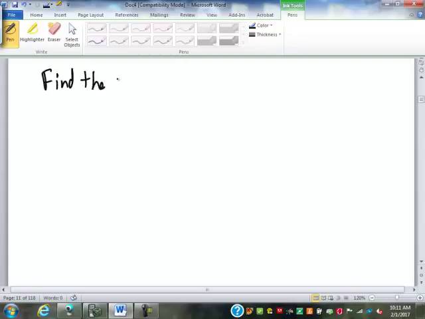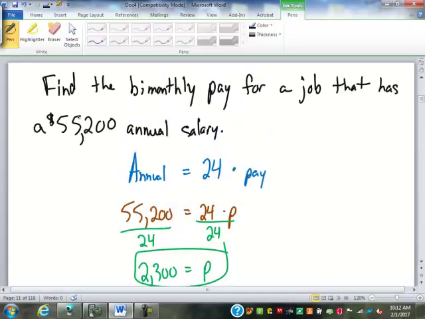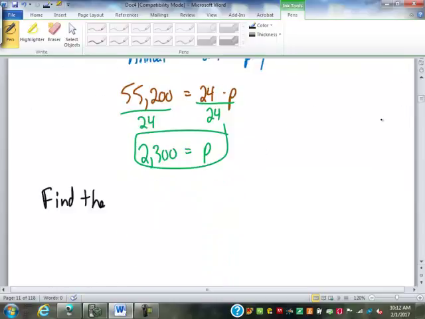Why 24? Since it's bi-monthly, that means it's twice a month. So 2 times a month, so 2 times 12 is 24. So it's 24 in a year.